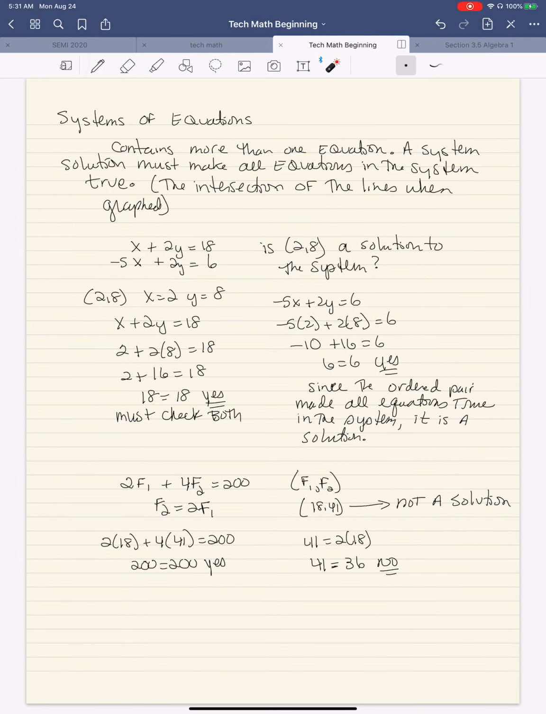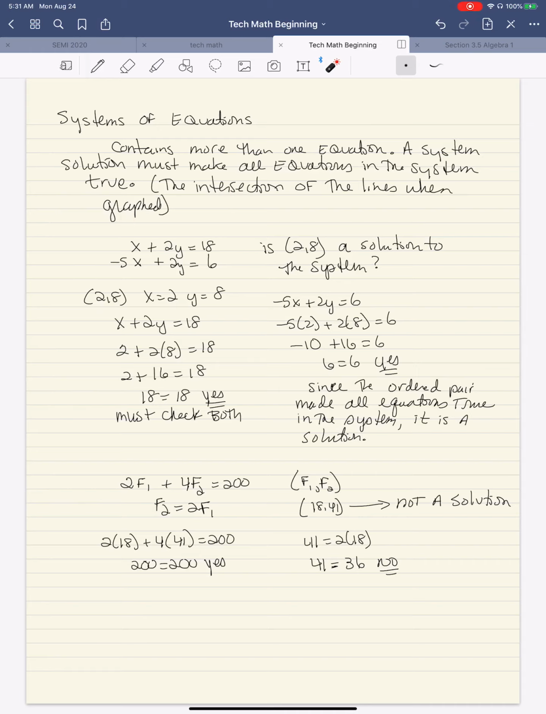Systems of equations. Systems of equations contain more than one equation. A system solution must make all equations in the system true. And what that means in terms of a graph is the intersection of the lines when graphed. That would be the solution.